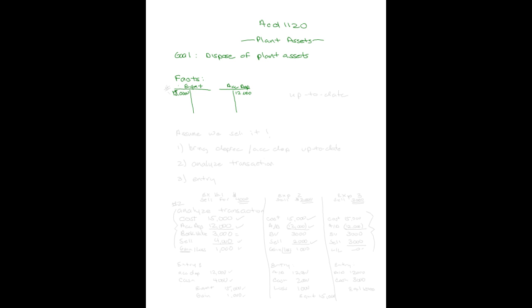Our set of facts: let's assume we have a piece of equipment that costs us $15,000 that has accumulated depreciation to date of $12,000. And I'd like to assume we sell it.